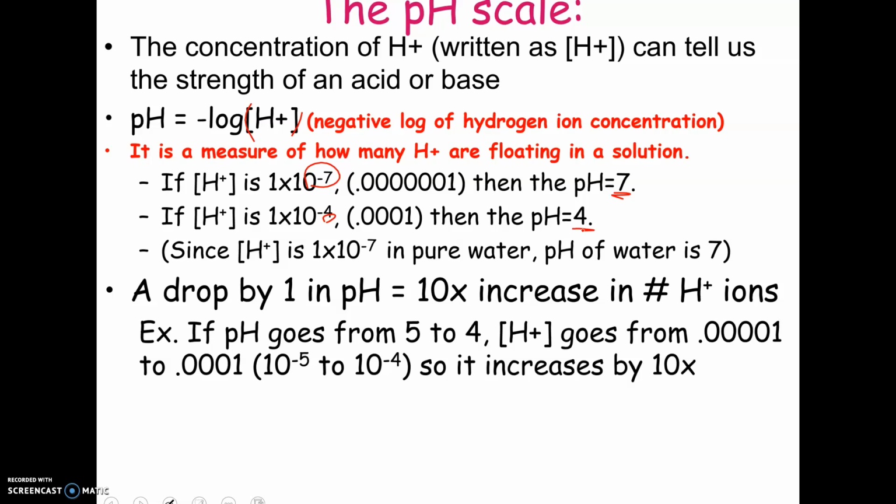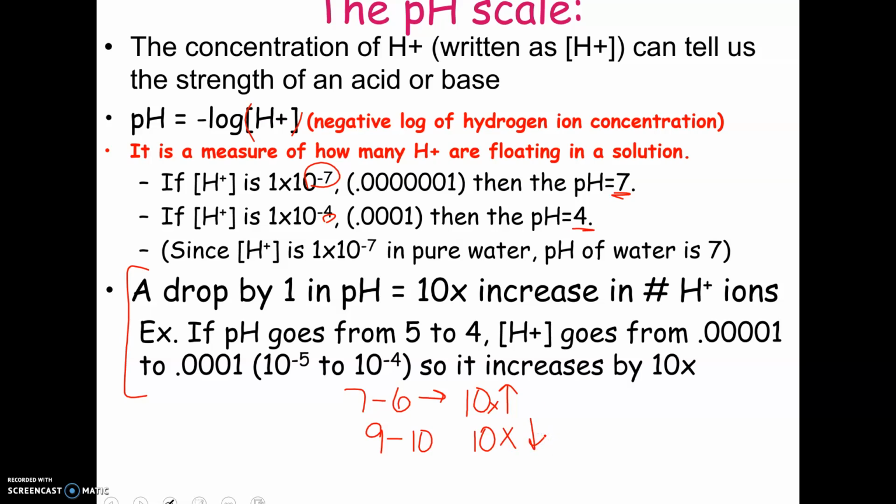But the part that throws people off is understanding, because it is a negative log, how pH relates to hydrogen concentration. So again, I mentioned this in the last lecture, if the pH goes down by 1, from 7 to 6, or 6 to 5, 2 to 1, the hydrogen concentration goes up by 10 times. And in the same vein, if pH goes up, so let's say the pH goes from 9 to 10, then the hydrogen concentration would go down 10 times.